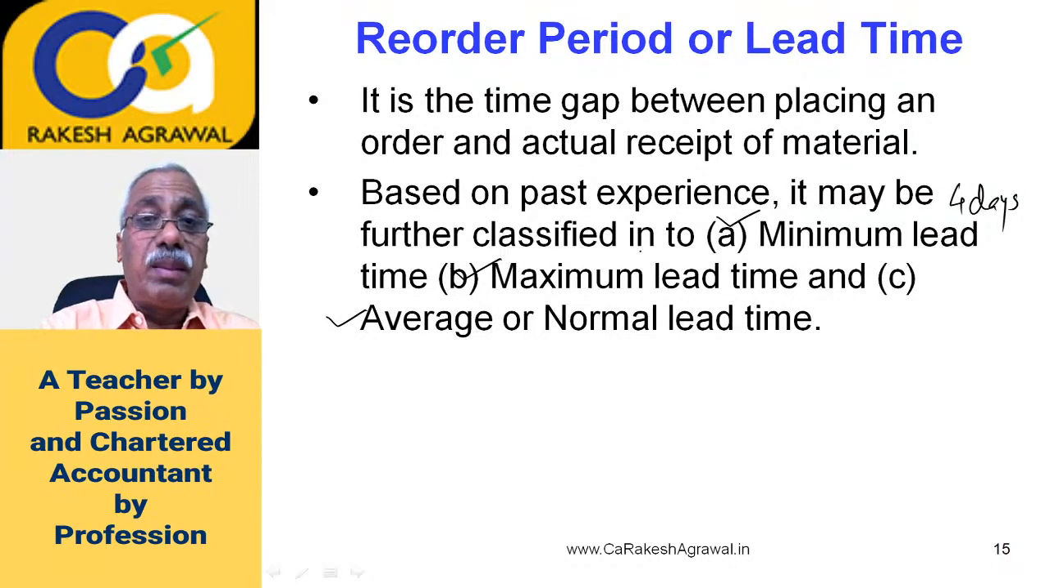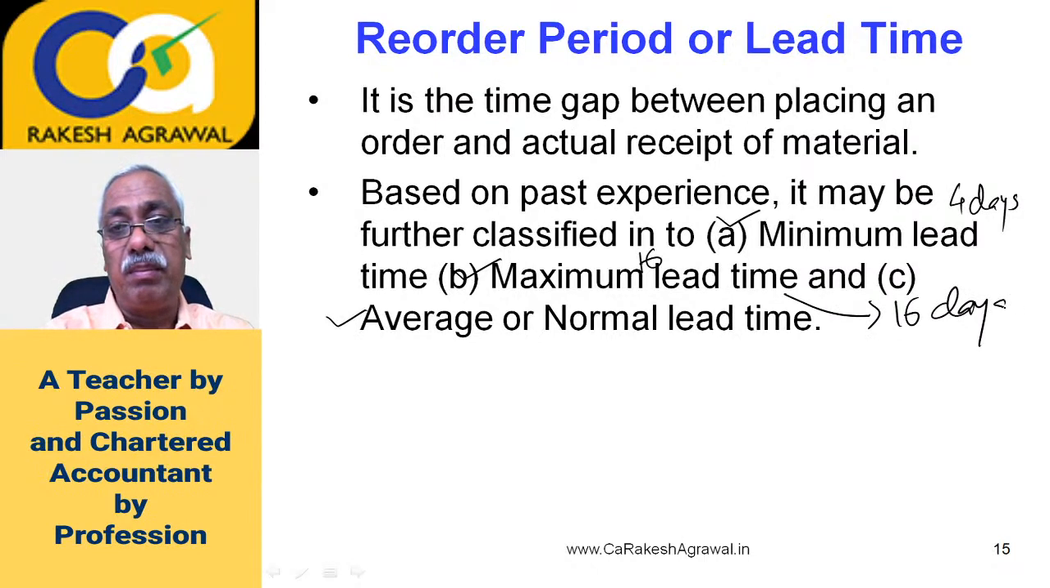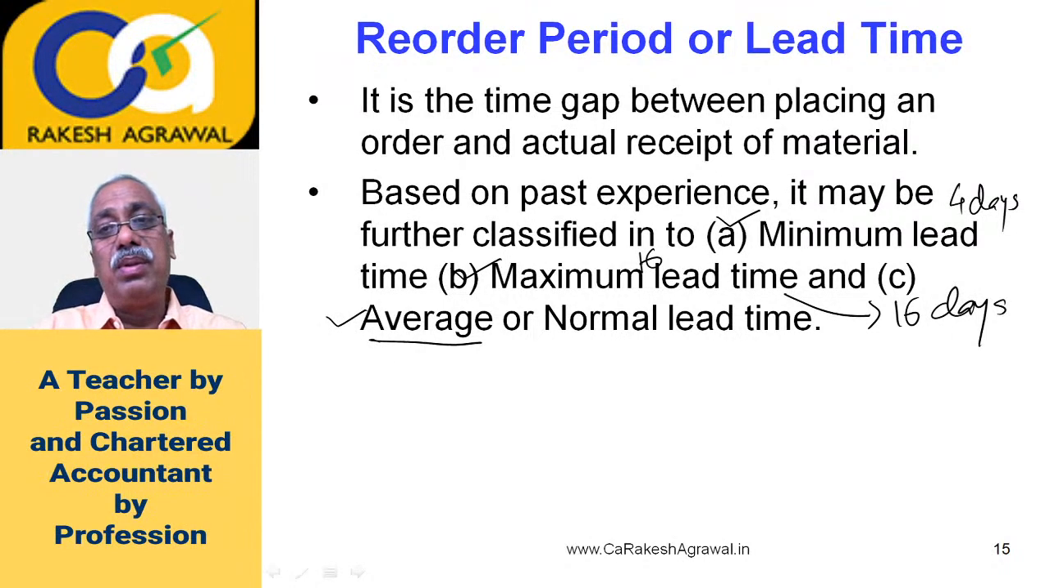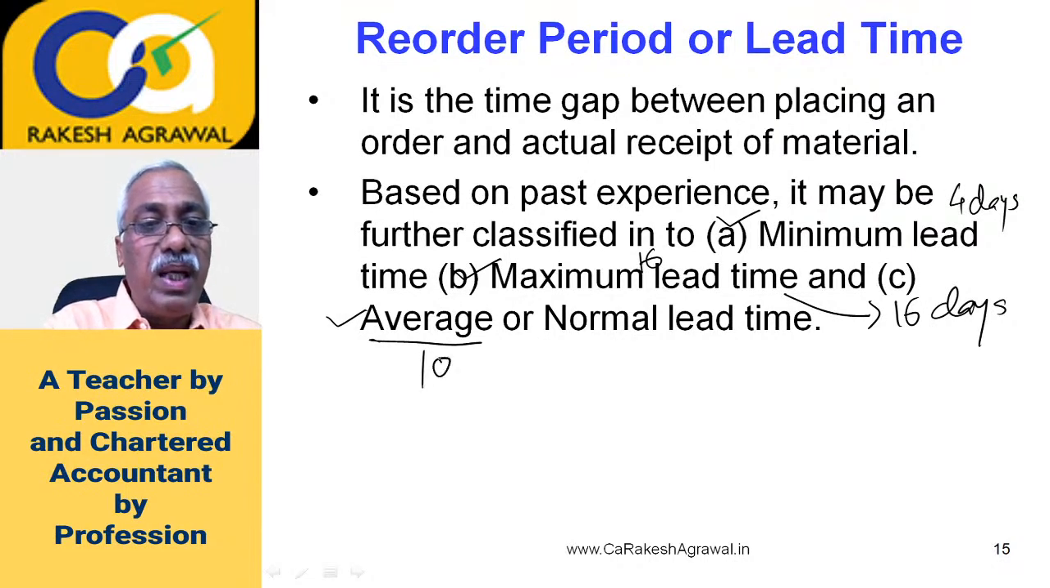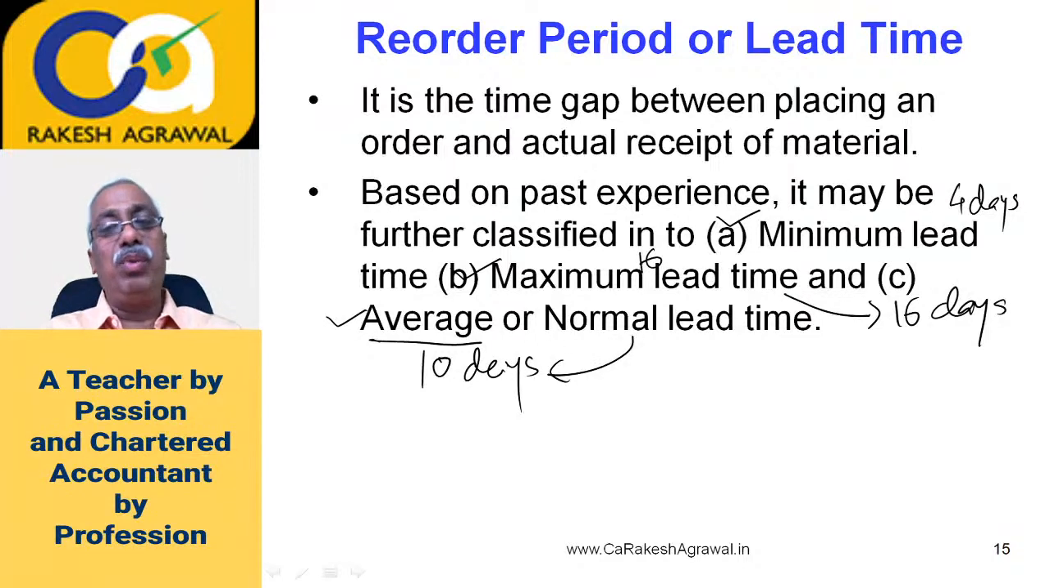You have noticed that supplier has taken maximum 16 days. Once he took 16 days to deliver the raw material. That was maximum. He has never taken more than 16 days. So you may call 16 days as maximum lead time. And then average lead time will be minimum plus maximum divided by 2. That is 4 plus 16 divided by 2. So average lead time will be 10 days. So 10 days is average lead time, also normal lead time. So it is called by two names, normal lead time or average lead time. Now minimum plus maximum divided by 2 is average.